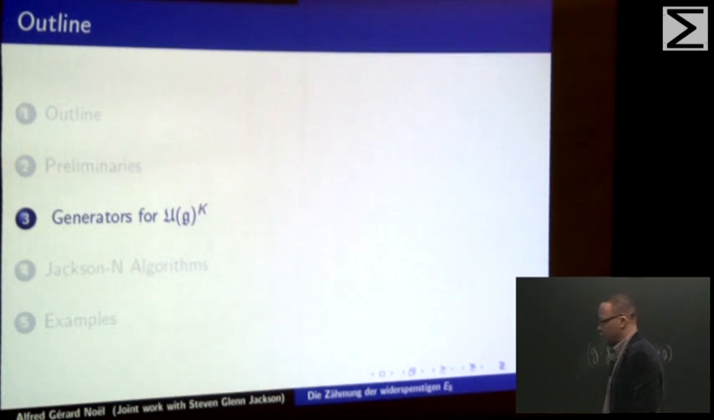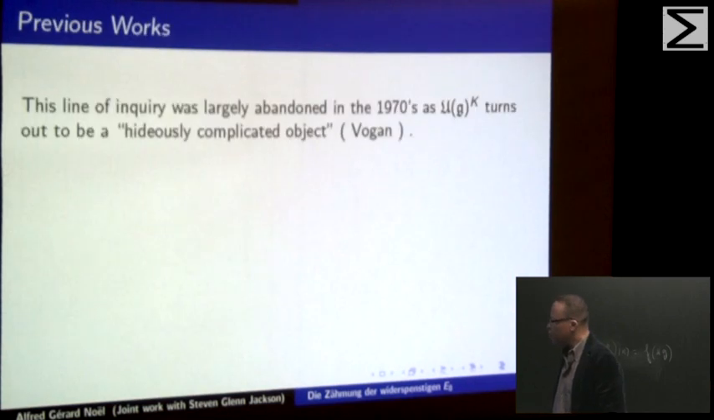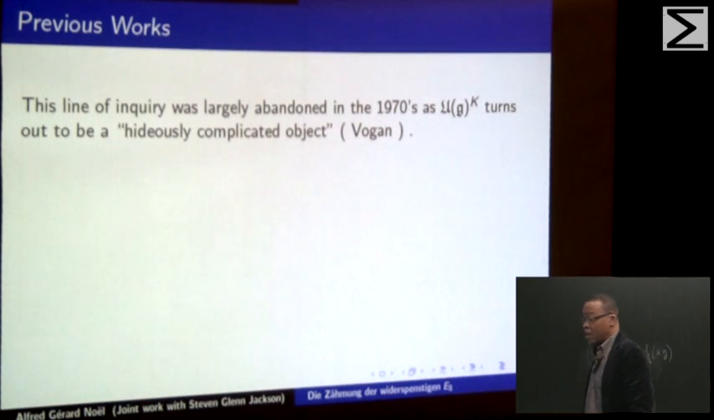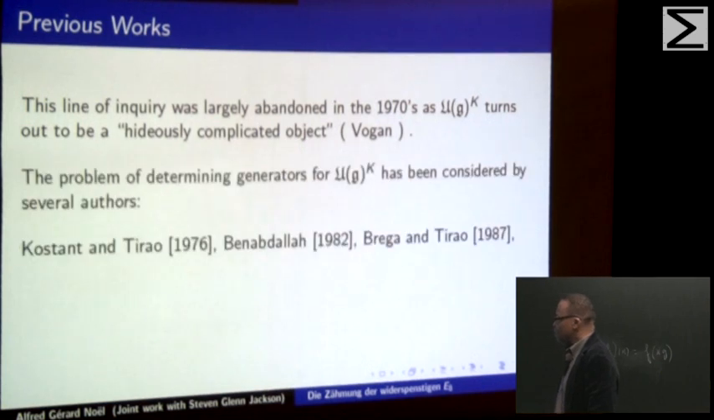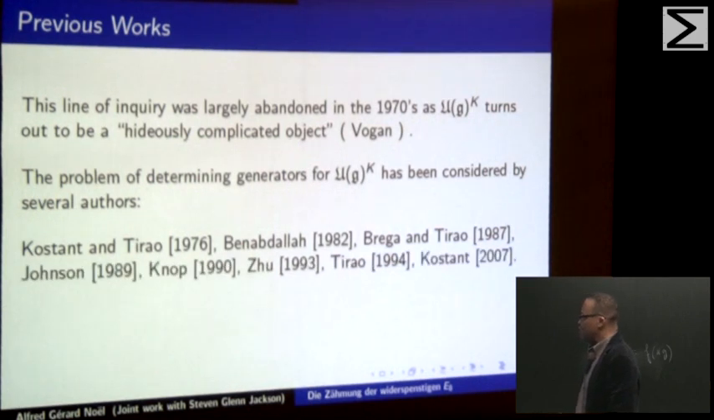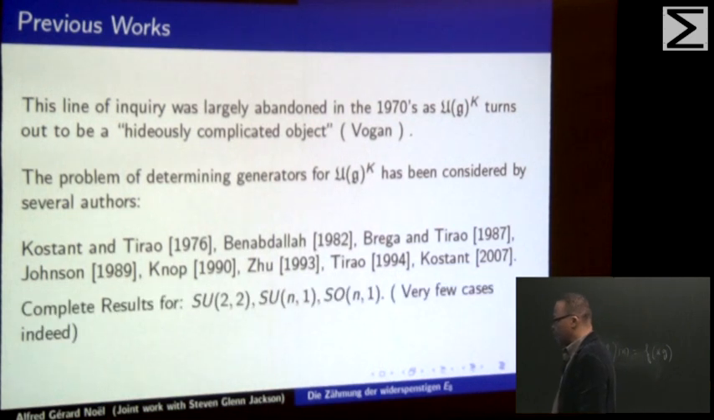So my talk will be about how does one go about computing the generators of such objects. As I said earlier, Vaughan doesn't like it, and he doesn't hide his feeling about it. But regardless of Vaughan's feeling, many people have continued to work on it, including Kostant, whose latest result came in 2007. They know how to carry the UGK for those three groups, and that's it.